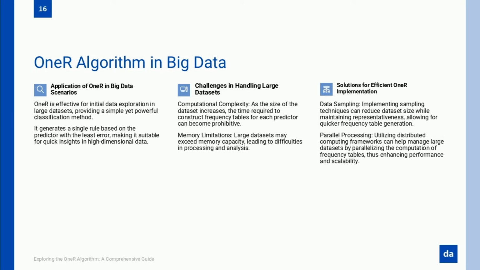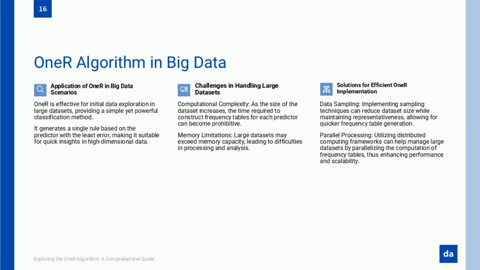Parallel processing is another solution. By leveraging distributed computing frameworks such as Apache Spark or Hadoop, the computation of frequency tables can be parallelized across multiple processing units. This allows OneR to handle larger datasets by breaking down computations into smaller, manageable tasks.